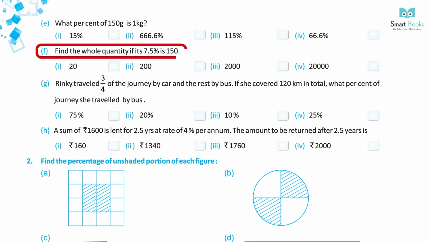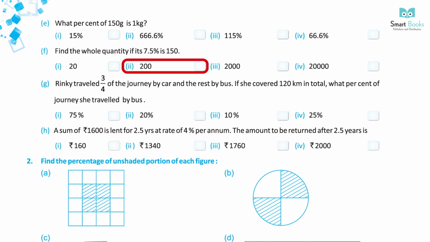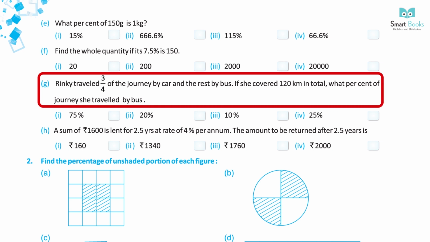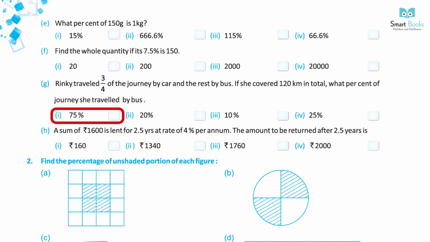Solution: second 666.6%. F. Find the whole quantity if its 7.5% is 150. First 20, second 200, third 2000, fourth 20,000. Solution: third 2000. G. Rinki travelled 3/4 of the journey by car and the rest by bus. If she covered 120 km in total, what percent of the journey did she travel by bus? First 75%, second 20%, third 10%, fourth 25%.